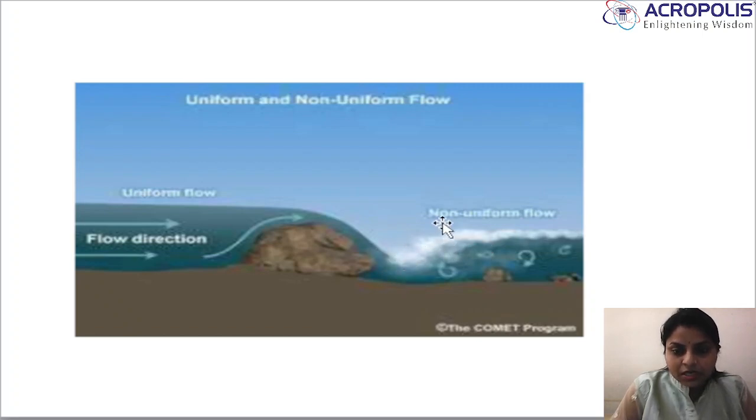So here you can see the rapidly varied flow is a non-uniform flow. Again, it is classified as rapidly varied flow, where here the depth is minimum and the depth is maximum. Over a small length of the section, the depth is changing abruptly, known as rapidly varied flow.